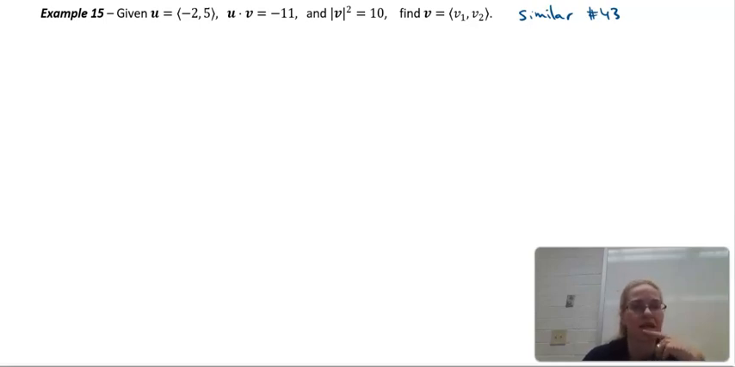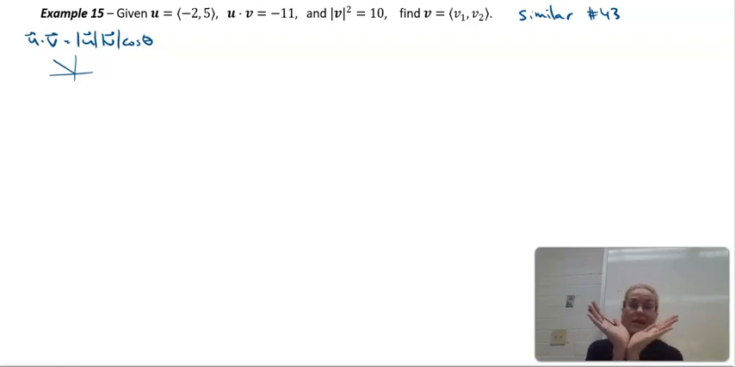Ooh, real fast, what does it mean if the dot product of two vectors is negative? All right, since I know that u dot v is equal to the magnitude of u times the magnitude of v, and those are both positive, times cosine of the angle between them. When will this be negative? It'll be negative when cosine of theta is negative. When is cosine negative? In quadrant 2. So this means that these two vectors have an obtuse angle between the two of them. Just fun fact, not necessary for this problem.